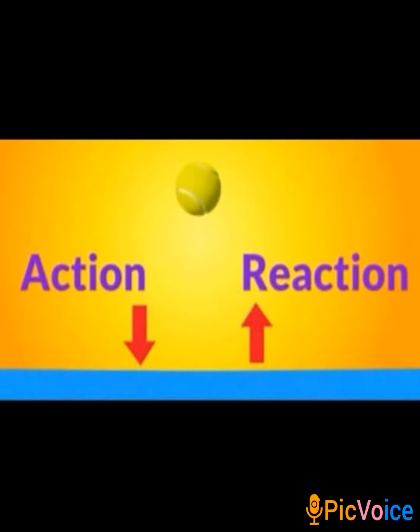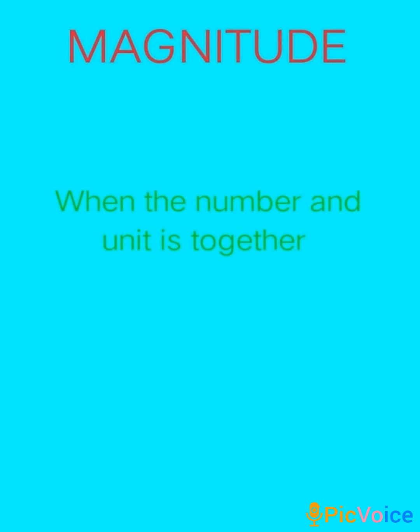Here in the picture we can see that a ball is thrown on the ground. When the ball is thrown, the force that the ball gives to the ground is the action force, and the force that the ground gives to the ball is the reaction force. But here the magnitude is equal. So what is magnitude? When the number and unit are together, it is called a magnitude. For example, 10 Newton, 30 Newton, etc. To understand Newton's third law of motion more clearly, let's see more examples.